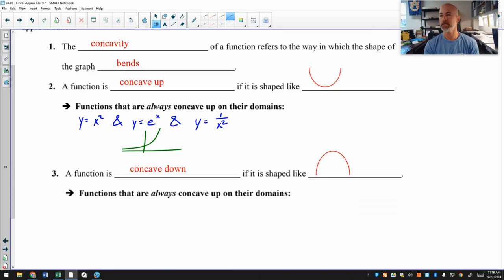Functions that are always concave down include the natural log of x, and y equals the square root of x. There are some others as well, but that is what concave up and concave down means, and we will use that a little bit later.